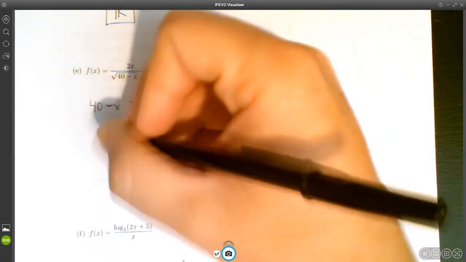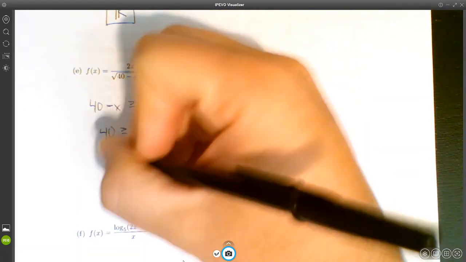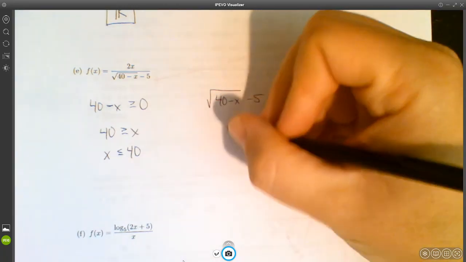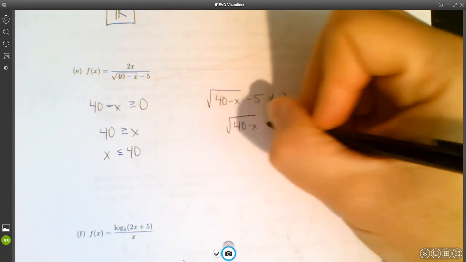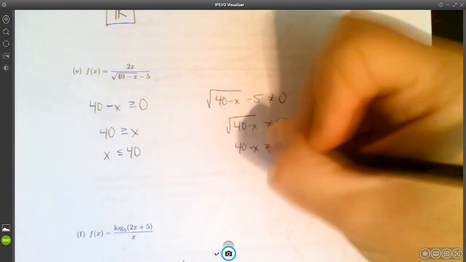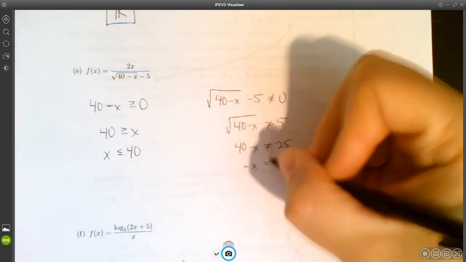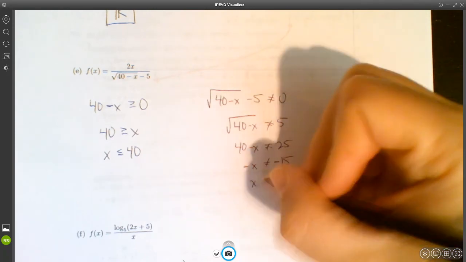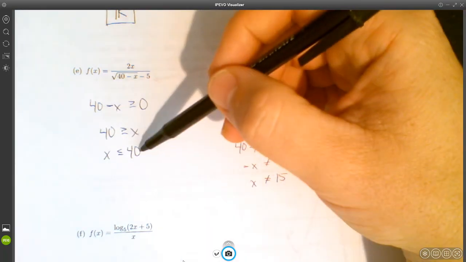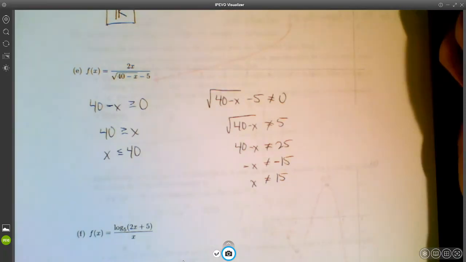So we're going to solve each of these, right? This first one would say 40 has to be bigger than or equal to x, or in other words, x has to be less than or equal to 40. This one would say square root 40 minus x can't equal 5, which means that 40 minus x can't equal 25, which means that negative x can't equal negative 15, so x can't equal positive 15. All right, so we need for x to be less than or equal to 40, but we also need for x to not be 15.